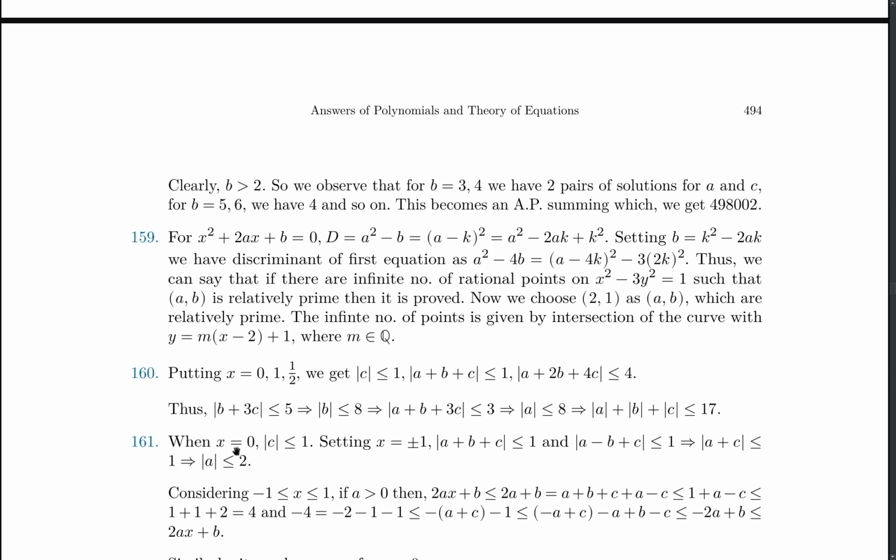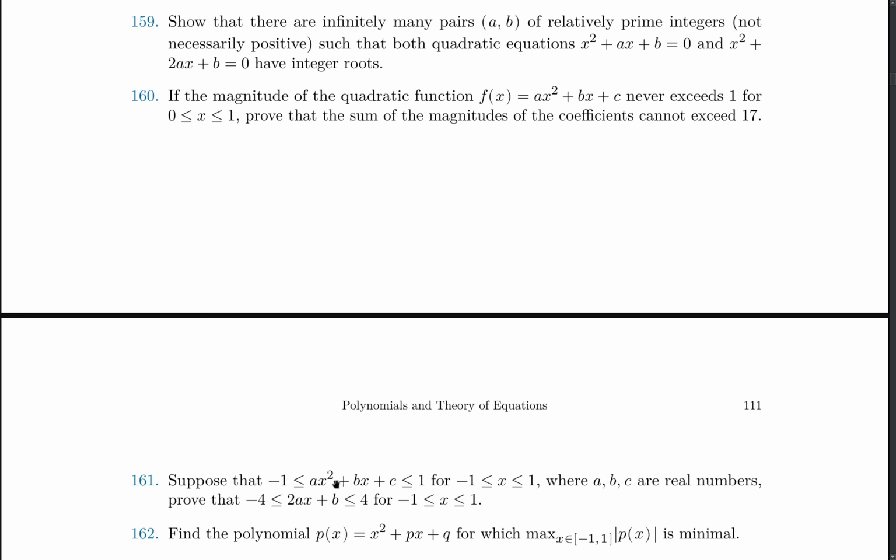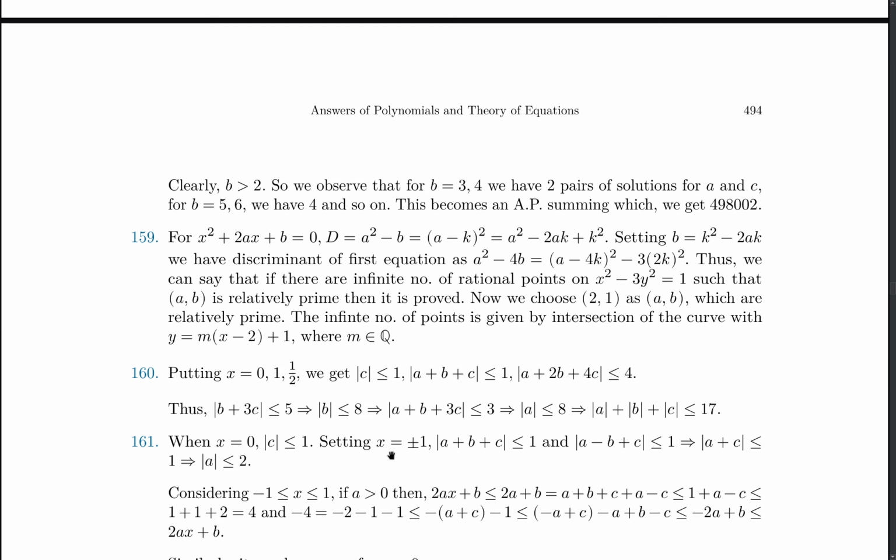When x is 0, we substitute x = 0 here. x = 0 is an allowed value. So |c| is at most 1. Now we set x = plus or minus 1. We get |a + b + c| is at most 1, and |a - b + c| is at most 1. So we have got two conditions.